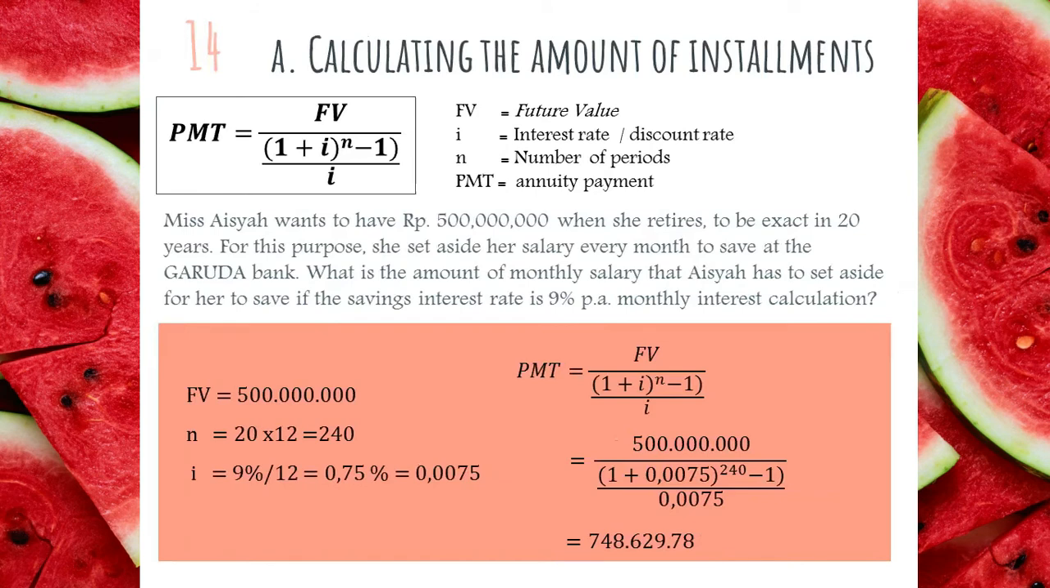The first point on future value is calculating the amount of installment. The formula is PMT equals FV divided by (((1 plus i) to the power of n minus 1) divided by i).